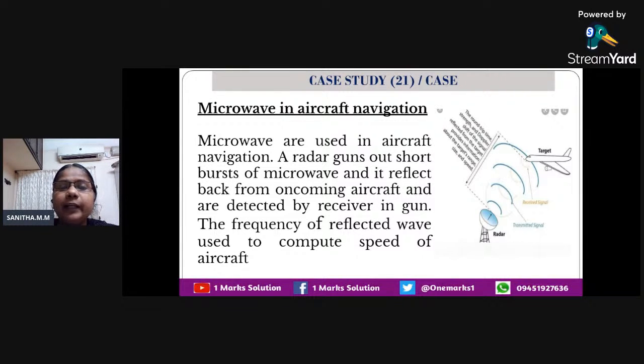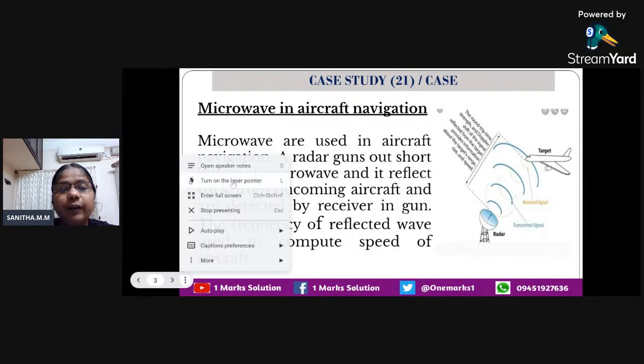First one, microwave in aircraft navigation. And all of you know that we are using microwave for broadcast, that means for navigation, communication, and even one of the uses in our kitchen, right? Microwave oven. So microwaves are used in aircraft navigation. A radar gun sends out a short burst of microwaves, which reflect back from oncoming aircraft and are detected by the receiver in the gun. The frequency of the reflected wave is used to compute the speed of the aircraft.